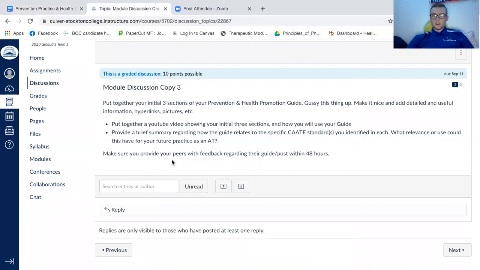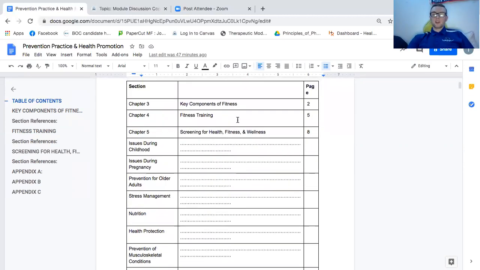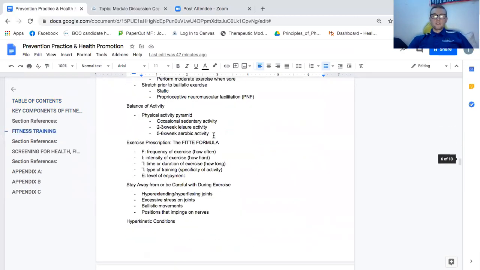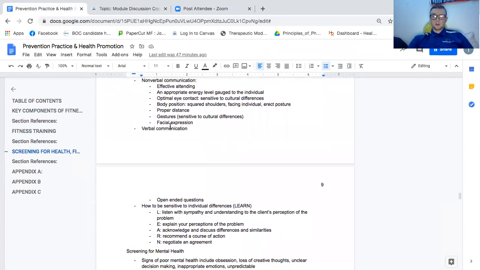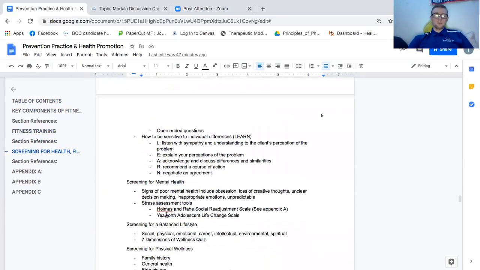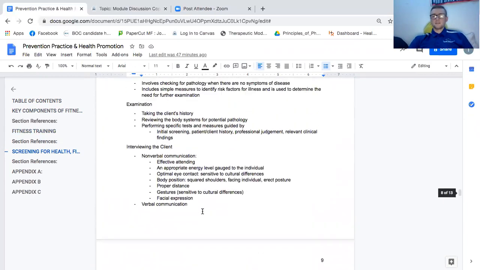This is going to be very, very helpful as a future athletic trainer. Say I'm the head athletic trainer at a school and I have to put together a screening process, like a pre-participation screen or a doc visit screen or something like that. Going to chapter 5, you can see all of my stuff there talking about verbal communication and nonverbal communication, different things to look for with mental health, with a balanced lifestyle, all that kind of good stuff.